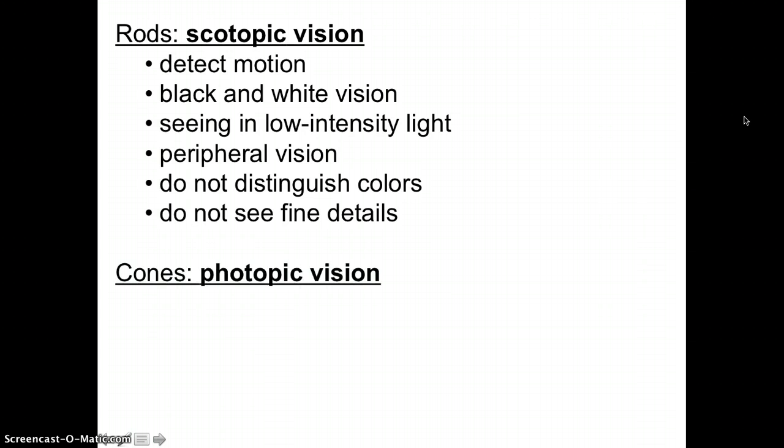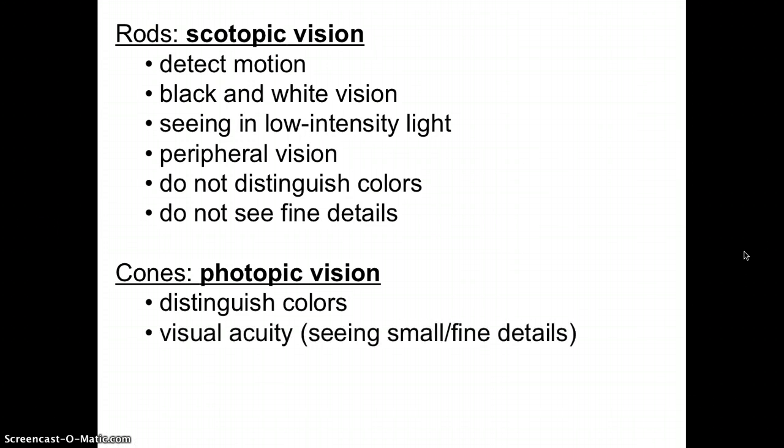On the other hand, there is a different type of vision that we have. It's called photopic vision, and it's the vision that the cones provide, or the vision that uses cones. So this is easy to remember. Cones see color. You've got a little alliteration there. So cones distinguish colors. They see fine details. They see little objects really clearly, with great acuity. And they do see in high intensity light.